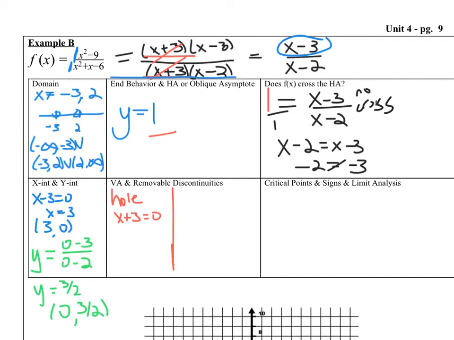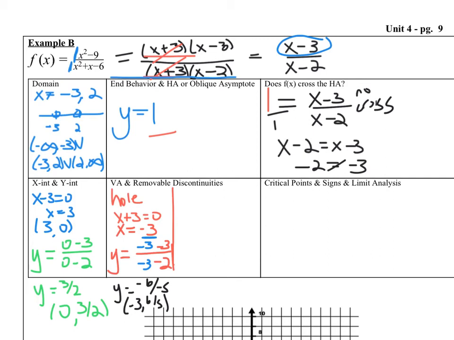Okay, so we already set up our hole a while ago. So my x value, my hole, if I solve, is negative 3. Now let's find the y value. To find the y value, we plug it into the simplified equation. So my simplified equation was (x minus 3) over (x minus 2), and I'm plugging in the x value that we just got. So y equals negative 6 over negative 5. So my hole is going to happen at (-3, 6/5), a little bit over 1.